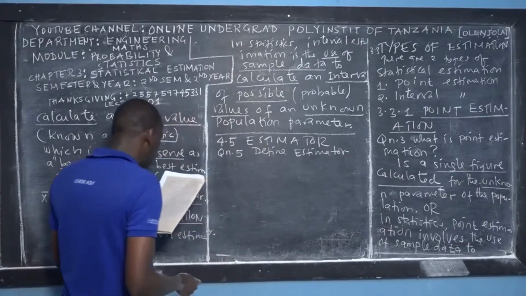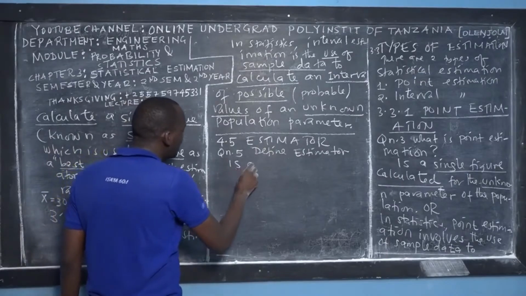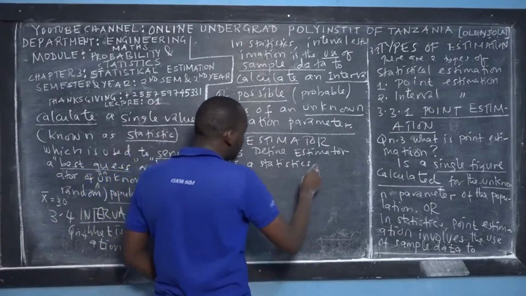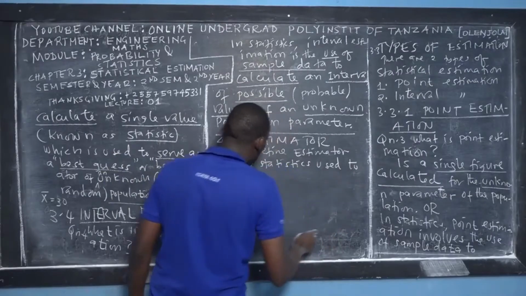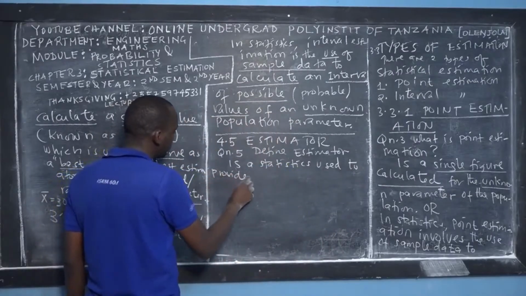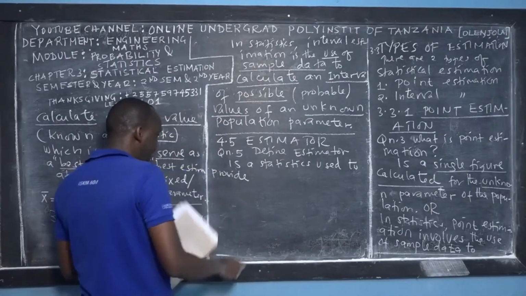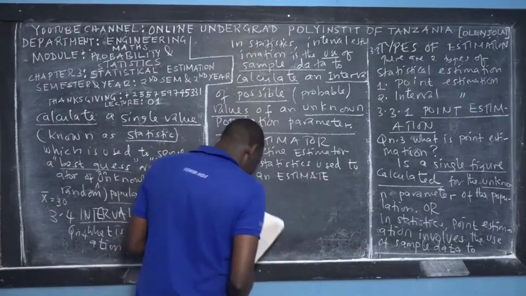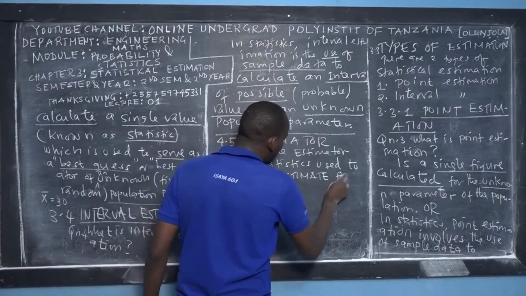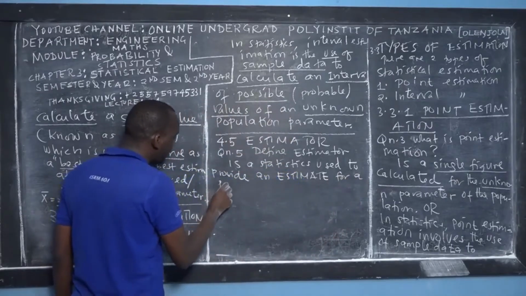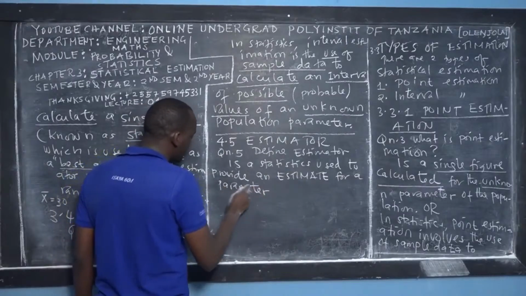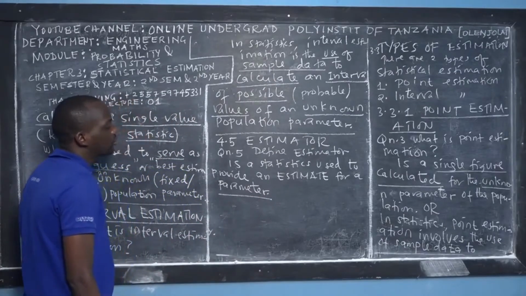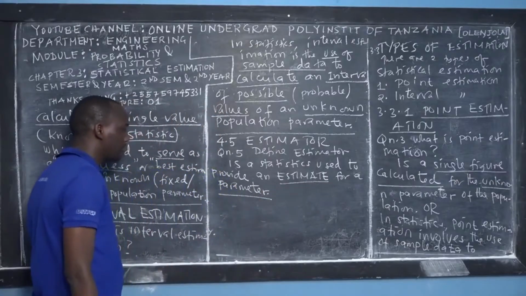Okay? So I found two definitions of estimator. The first is that an estimator is a statistic used to provide an estimate for a parameter.